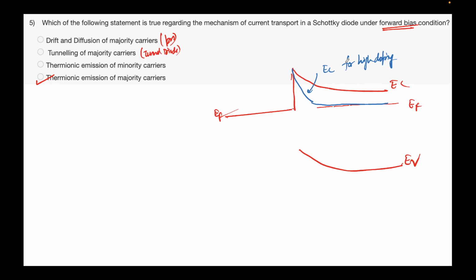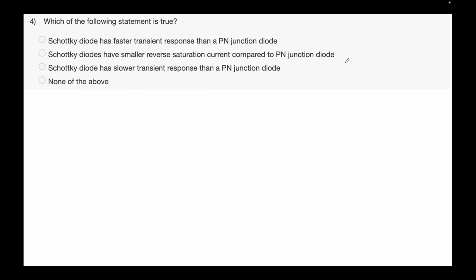Remember, when the current increased, and then we had a negative resistance portion, and the current increased further when the drift of the carriers took over. So such a thing can happen here also. But otherwise, if nothing is mentioned, we'll assume moderate doping. And in the forward bias condition, in a Schottky diode the current transport mechanism is thermionic emission of the majority carriers.